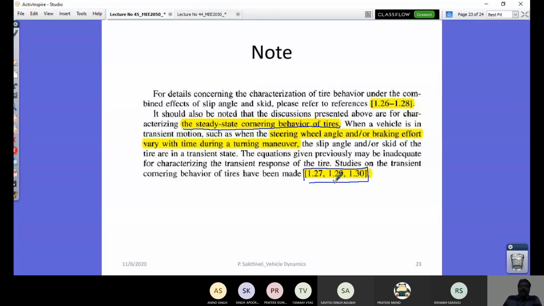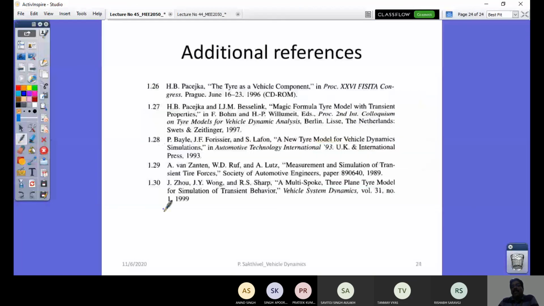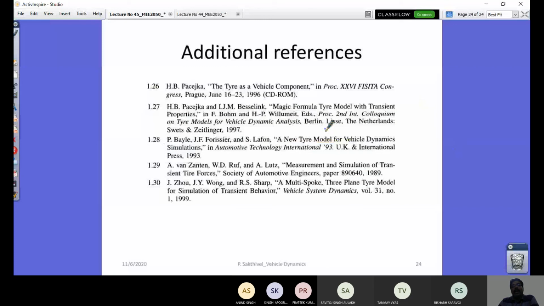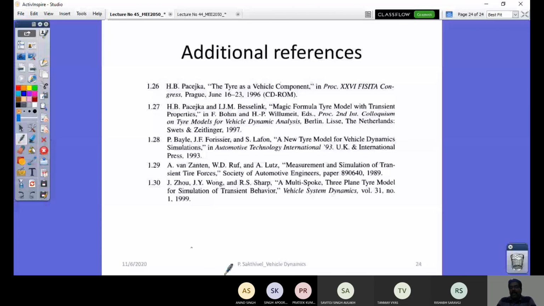Whatever I have been discussing in today's class may not matter much from your examination point of view, but you should know what is happening in industry and how we should go and look at them. That is the primary objective. With that note, and additional references 26 to 30 for enhanced tire models to study, I would recommend them and stop today's class on tire dynamics. As a whole, we have completed our vehicle dynamics course. With that note, let me finish today's class.